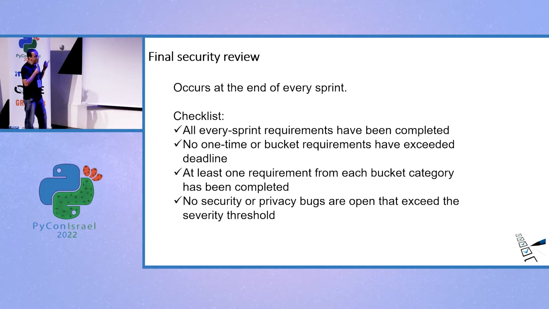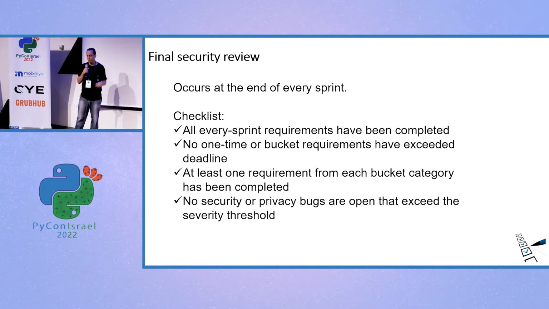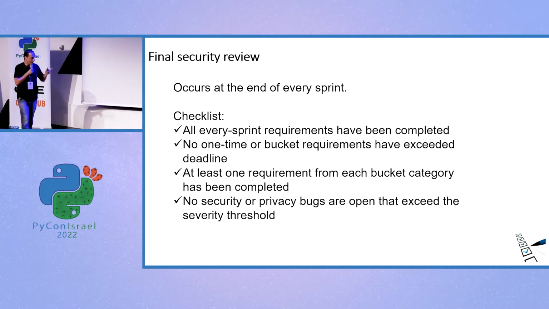So basically, you have to make sure that every-sprint requirements have been completed. No one-time requirements or bucket requirements exceeded the deadline. At least one requirement from each bucket category has been completed, and no security or privacy bugs are open that exceed the severity threshold. Usually, critical vulnerabilities need to be mitigated right away. If it's a high severity vulnerability, you need to mitigate it in the current sprint. If it's a medium one, you can set an SLA of 1 month, for example. So these are some requirements of severity threshold, for example. Each organization has its own nuances.